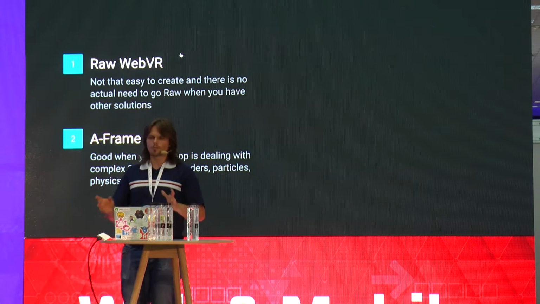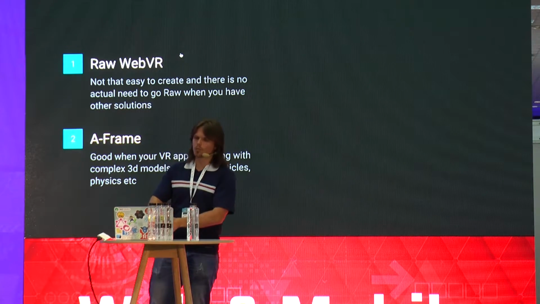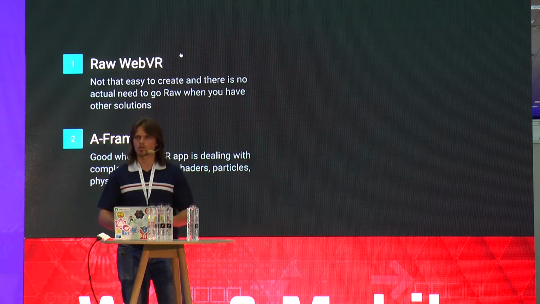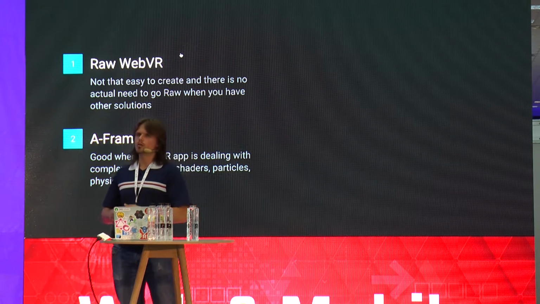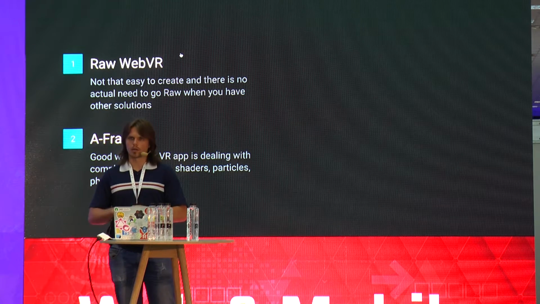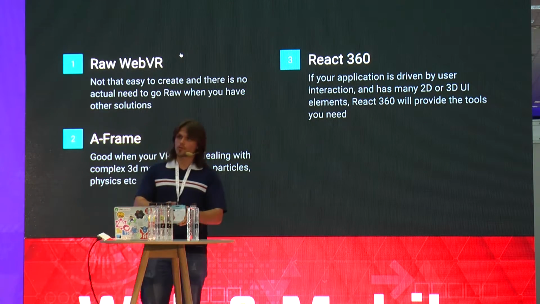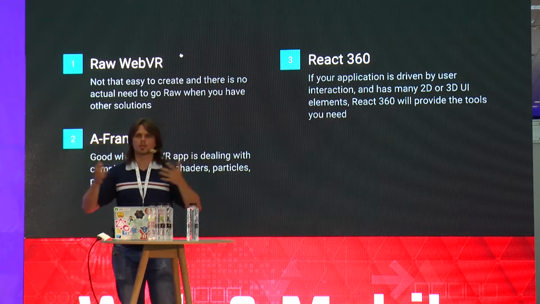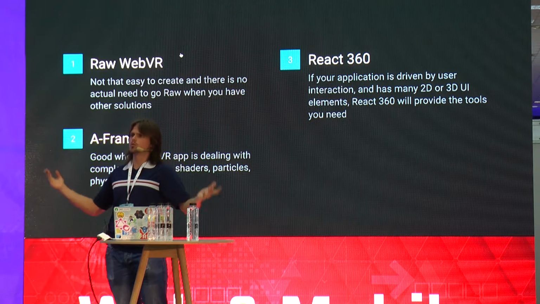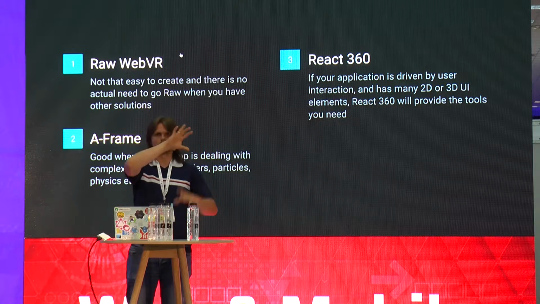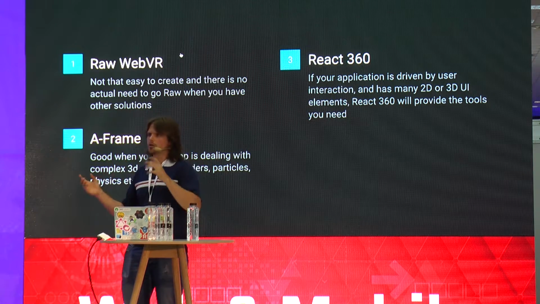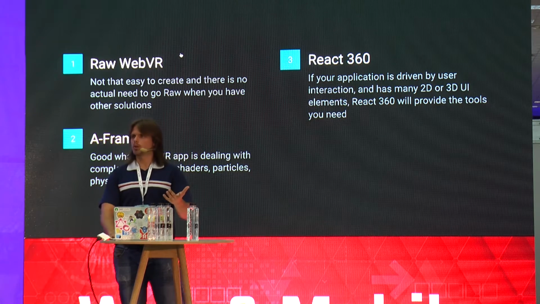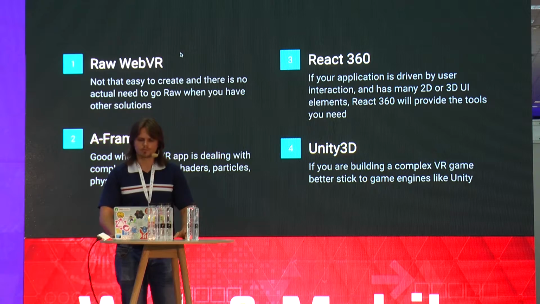You can use A-Frame. It's good when your VR app is dealing with complex 3D models, shaders, particles, physics, etc. It's not really good if you're dealing with UI-oriented apps, which is where React 360 is really good, when your application is in VR space. Let's say you have a virtual tour, right? So you have VR space and a bunch of menus that you can click and just change direction, stuff like that. That will be a perfect use case. And if you're planning to do a game, you just use Unity.